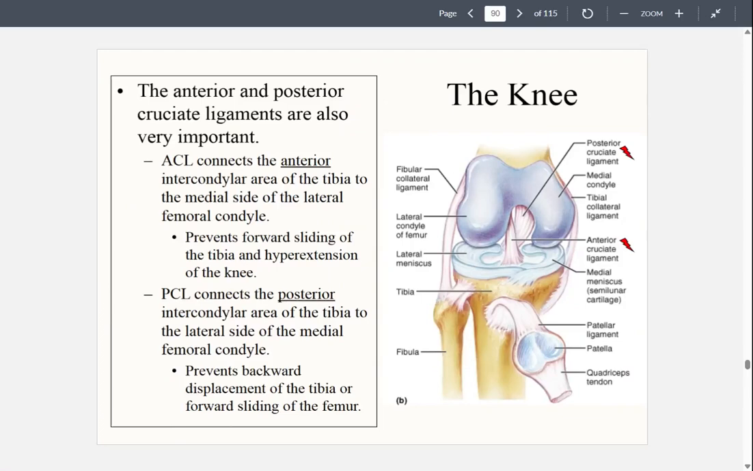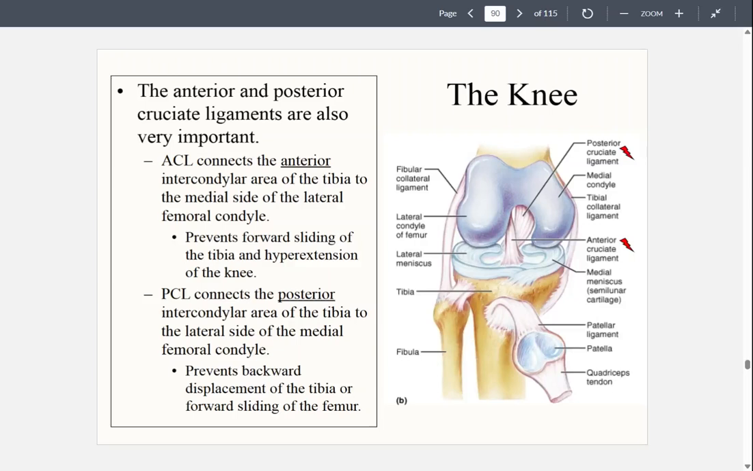What's hyperextension of the knee? You have probably seen at some point in your life somebody, when they're standing, it looks like their legs are bowing backwards. That is hyperextension of the knee. That's usually indicative of either a very loose ACL ligament or ACL damage.